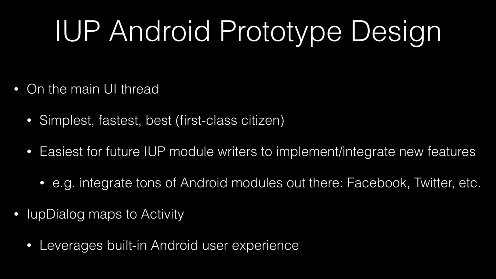My design intentionally keeps IUP on the main UI thread. This keeps things simple and understandable and fast. You know code will run now and not sometime later, which could lead to missing frame deadlines in high responsiveness situations. And people who want to write new, more advanced modules can do it in the simplest way possible without having to worry about the threading rules.